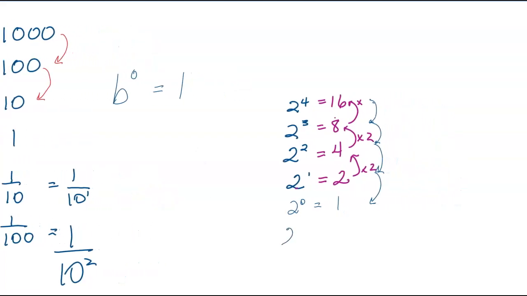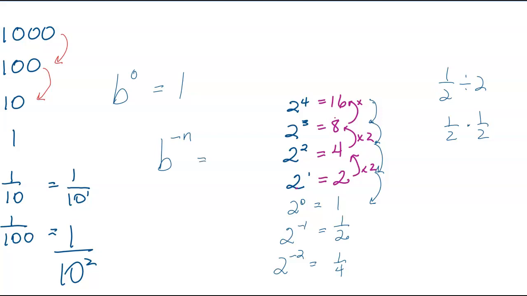And now, 2 to the negative 1, what is 1 divided by 2? It's 1/2. 2 to the negative 2 is 1/2 divided by 2. And 1/2 divided by 2 is the same as 1/2 times 1/2, which is 1/4. So again, that property is holding, where b to the negative n power is equal to the reciprocal, 1 over b to the n. Okay? So that's what you do with negative powers.